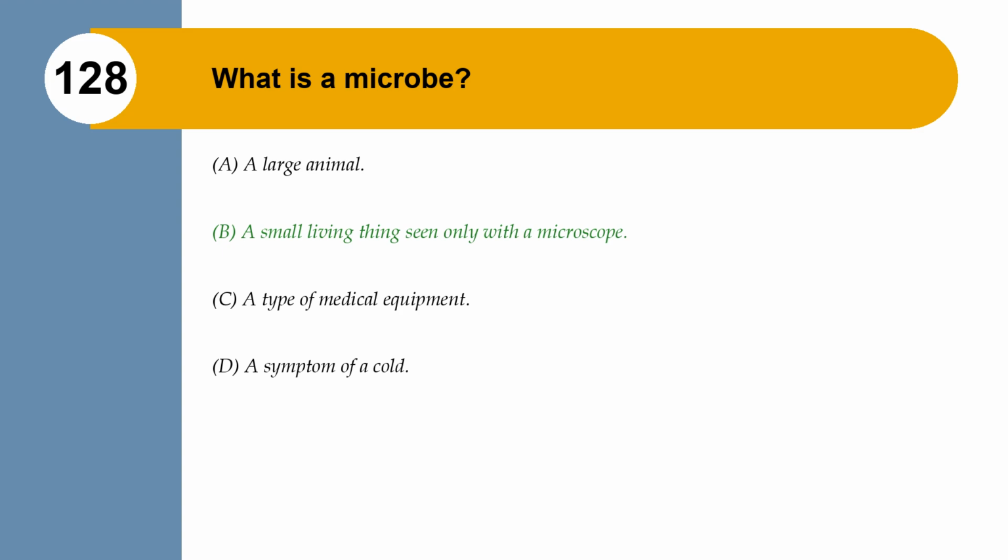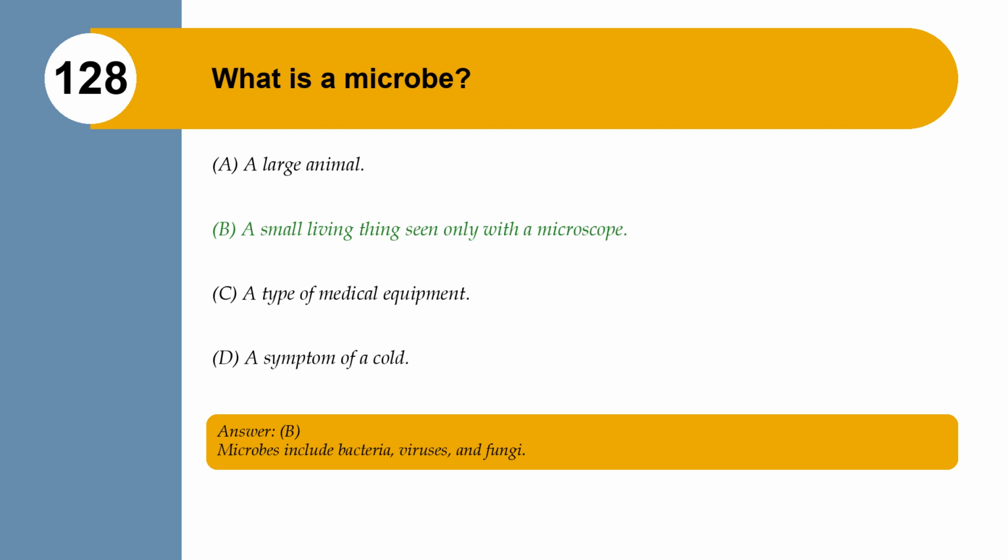The correct answer is option B, a small living thing seen only with a microscope. Explanation. Microbes include bacteria, viruses, and fungi.